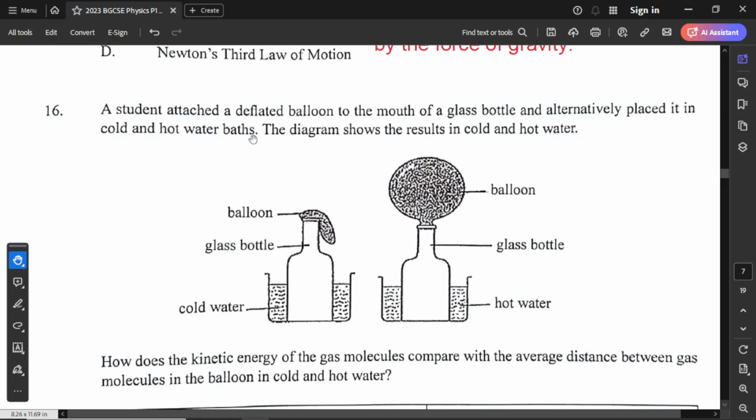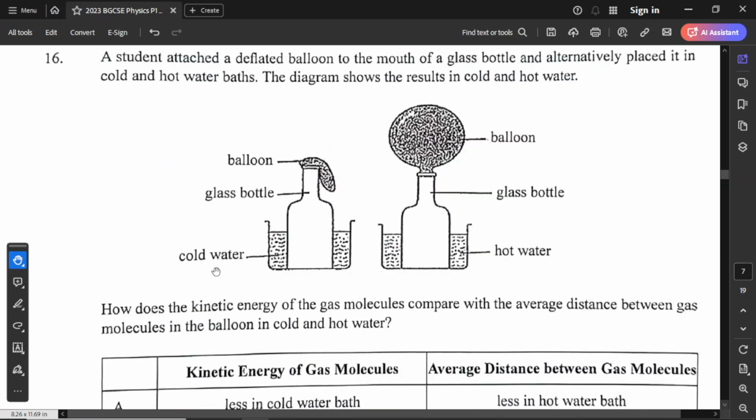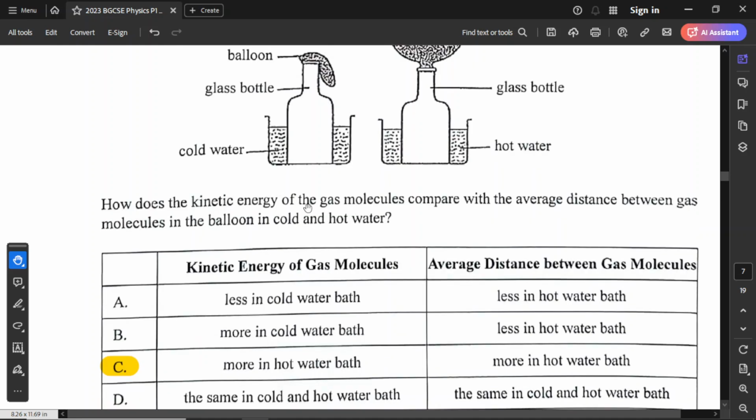External force is required to move the object, and in this case, gravity is the external force. Now, for question number 16, a student attaches a deflated balloon to the mouth of a glass bottle and alternately places it in a cold and hot water bath. The diagram shows the results in the cold water and hot water. If you notice, in the cold water the balloon is still deflated, I should say, and in the hot water, the balloon will inflate. It said, how does the kinetic energy of the gas molecules compare to the average distance between gas molecules in the balloon in cold and hot water?